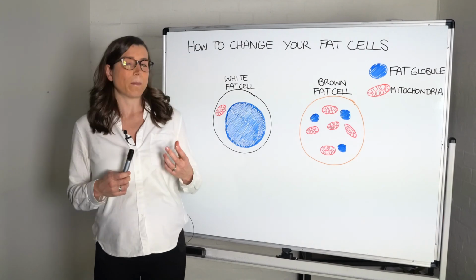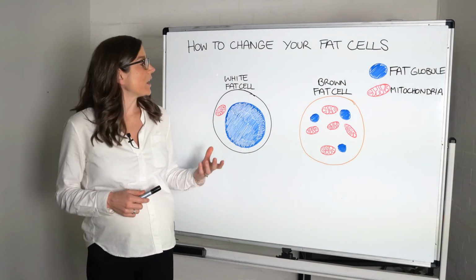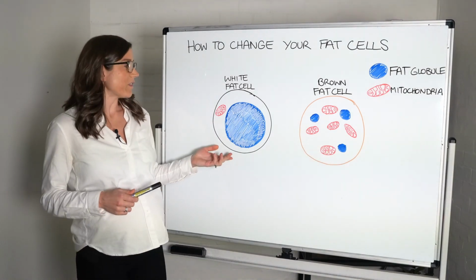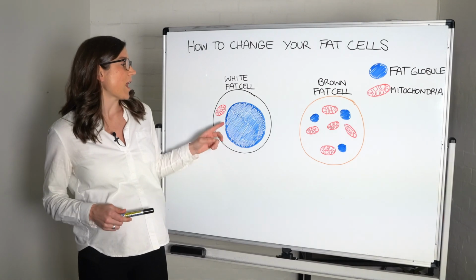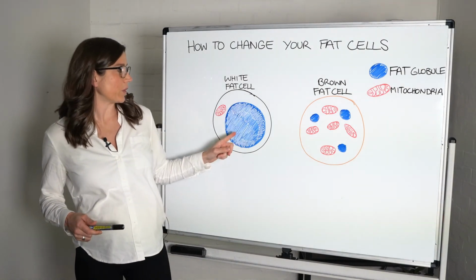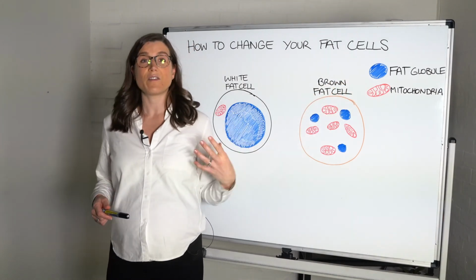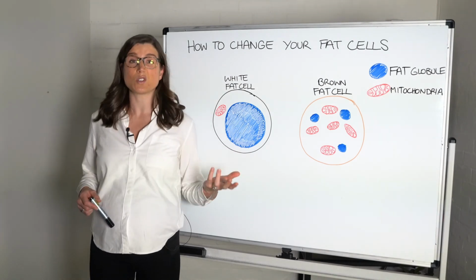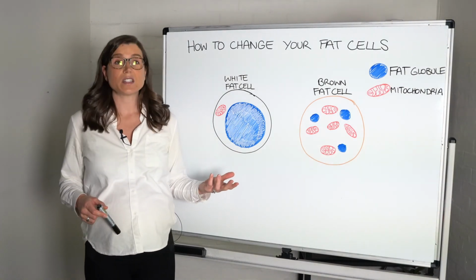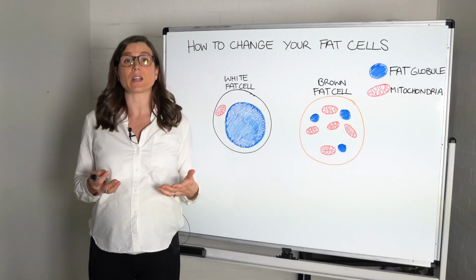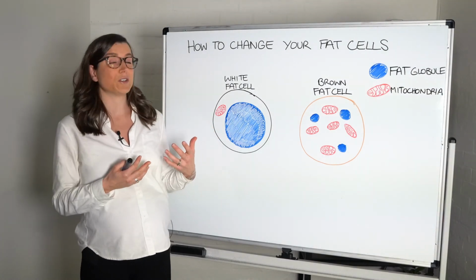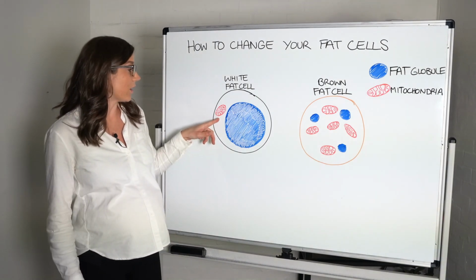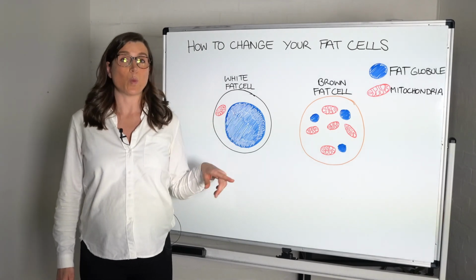Okay, so the two main types of fat cells are your white fat cells and your brown fat cells. So your white fat cells, you can see here, are full of fat. So this big blue circle is a fat globule. So your white fat cells basically just hold on to fat like a storage cell. They're not very metabolically active in terms of burning glucose or fat. They just sit and hold on to the fat. So you don't see very many mitochondria in your white fat cells.